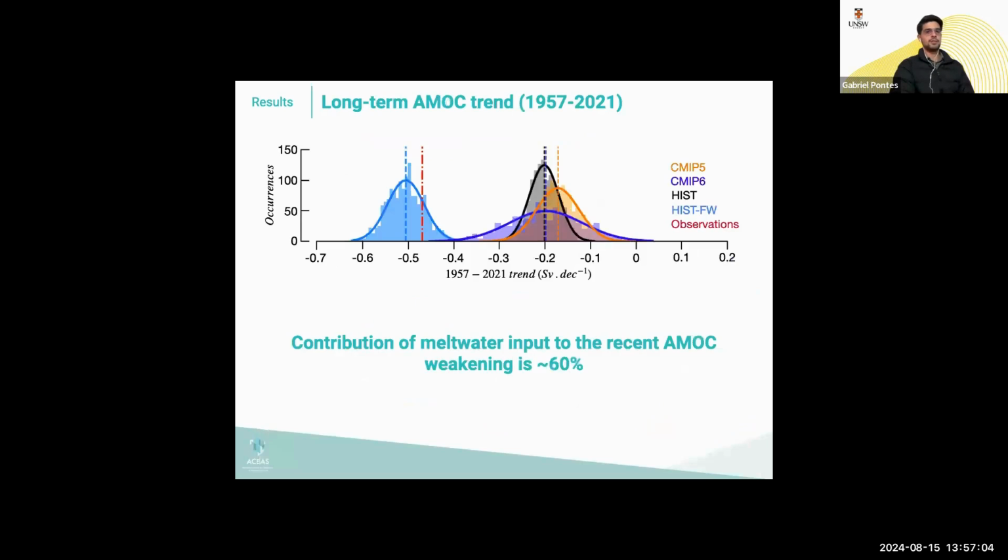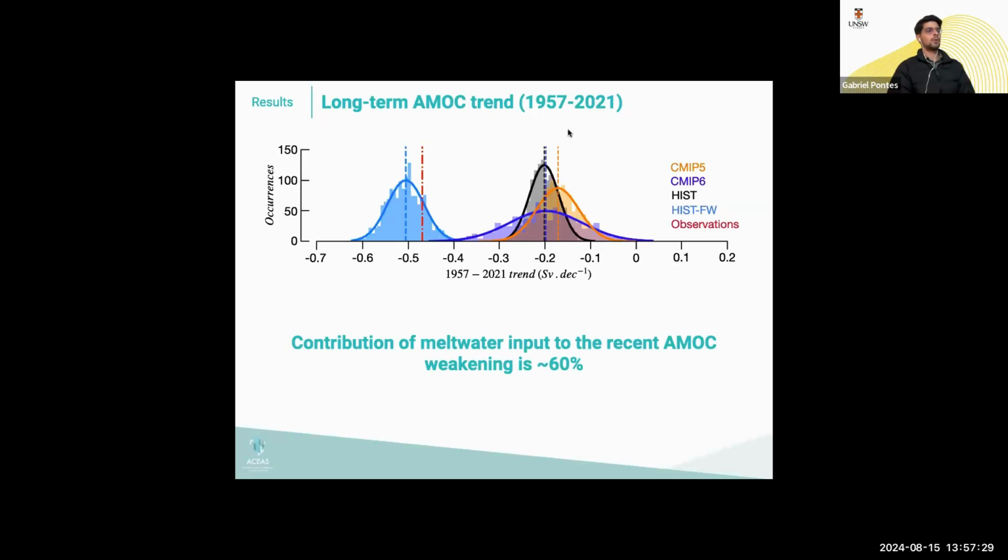And finally here, just one last slide. We just compare the long-term AMOC trend from 1957 to 2021, instead of just splitting into two multi-decadal periods. So those are the results for the historical simulations from CMIP5, CMIP6, and the ACCESS-NRI.